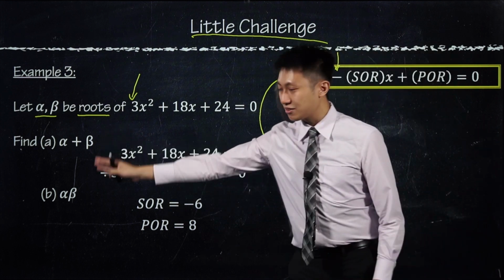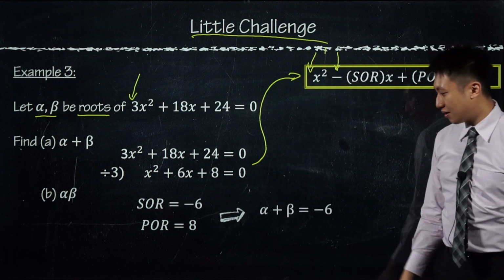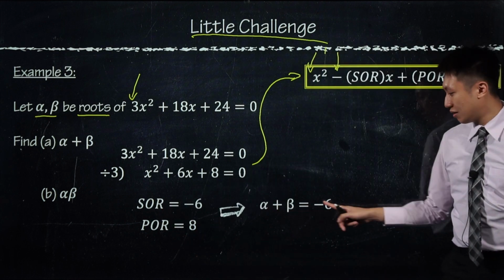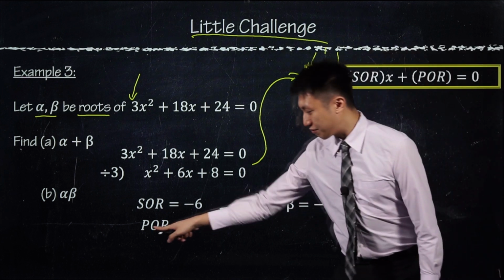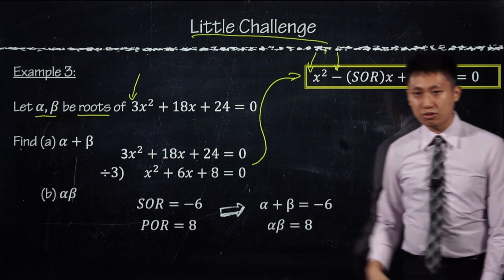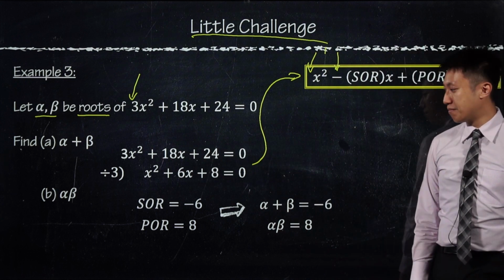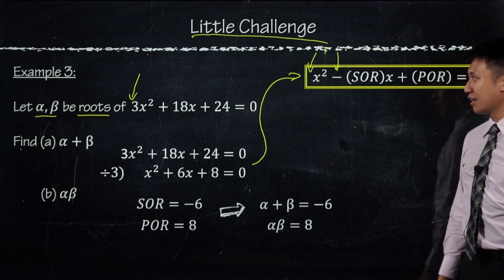Then what do I have? Do I get my answers right? Of course I got, because sum of roots means alpha plus beta equals -6, and product of roots means alpha times beta equals 8. Then I get my 2 answers. Very simple. Okay, marks is yours. Okay, let's move on.